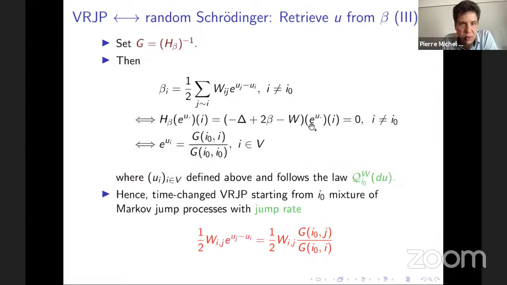Okay, so now how do you retrieve the u out of the beta? You simply take the Green function. It's a simple computation. For i different from i naught, beta i is 1/2 multiplied by the sum of Wij e to the uj minus ui. This gives you that H beta applied to e to the u is equal to 0. Again, I think there shouldn't be a minus W because we already took it off. So this gives you, therefore, that e to the ui is g of i0 i over g of i0 i0.